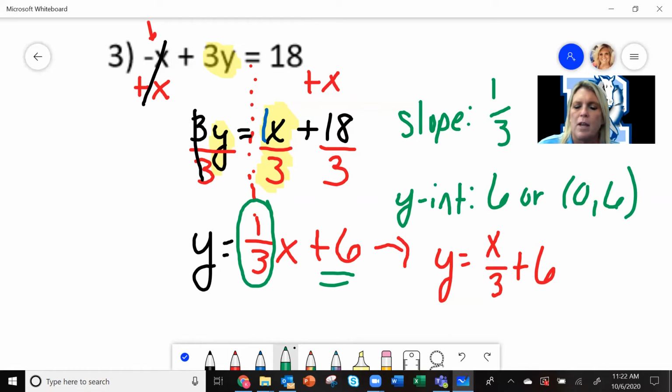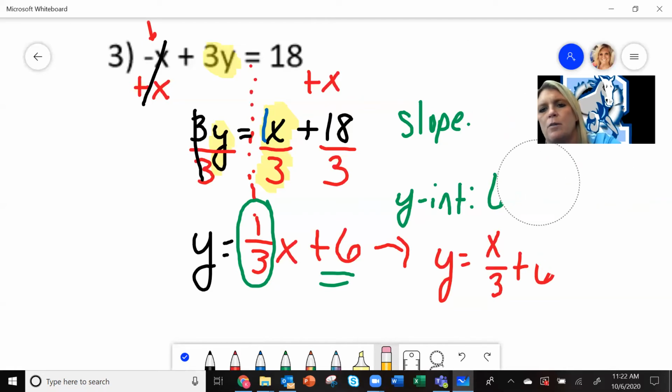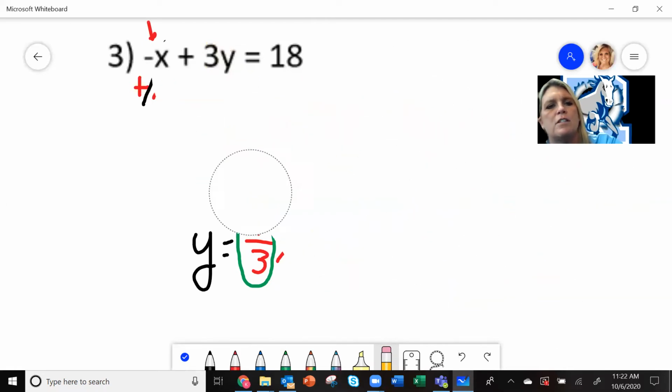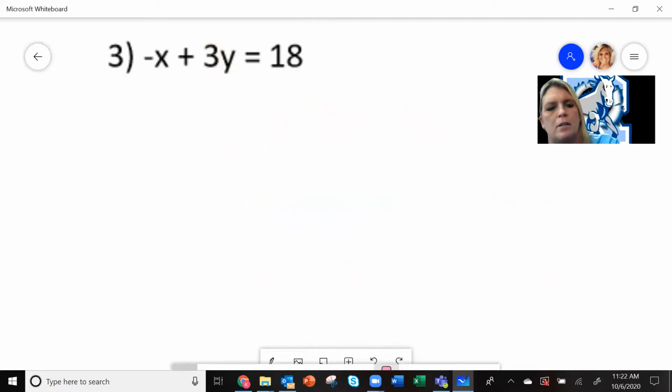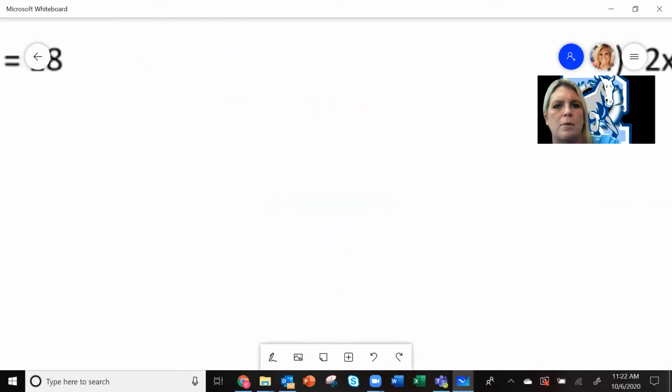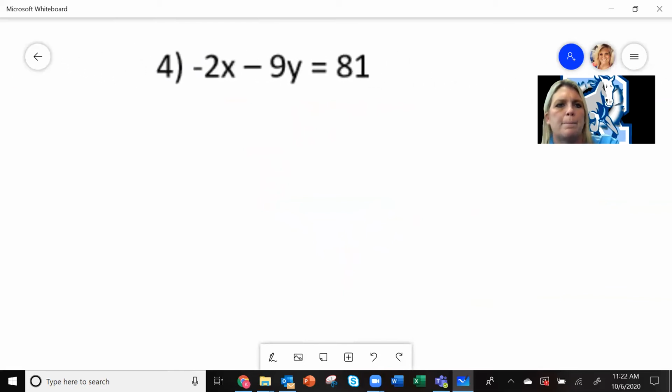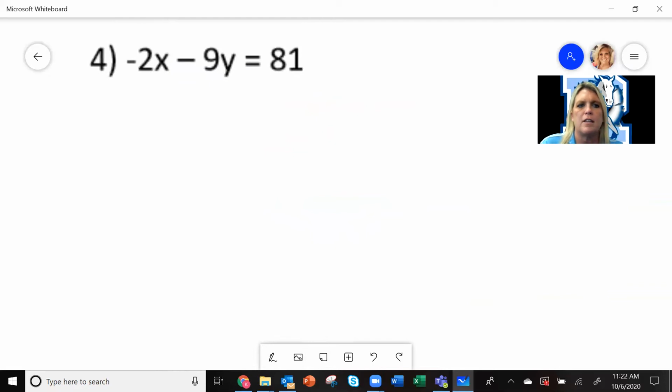Okay, so now let's go and do number 4. I'm going to erase my board, and if you already see the problem, you can get started. I'm going to move this over right here. I want you to pause the video. I want you to try and move this from standard form into slope intercept and find the slope and the y-intercept.